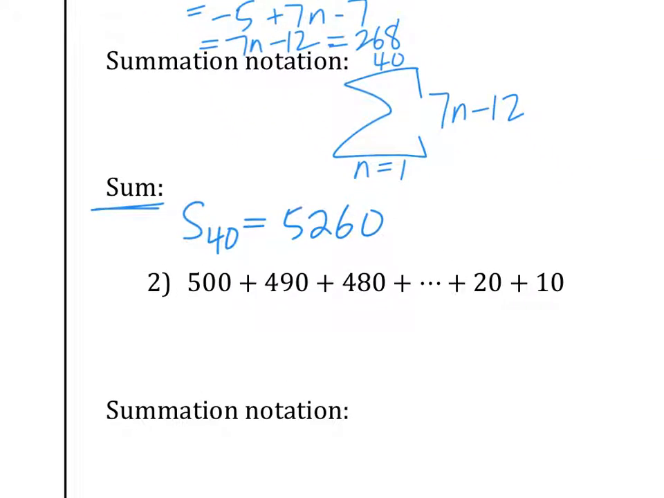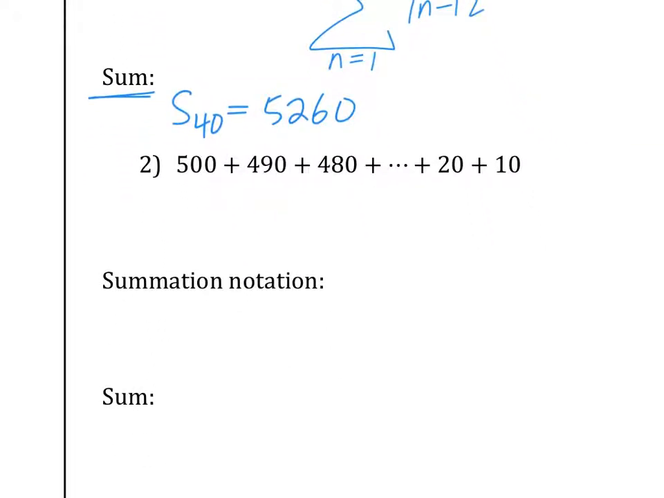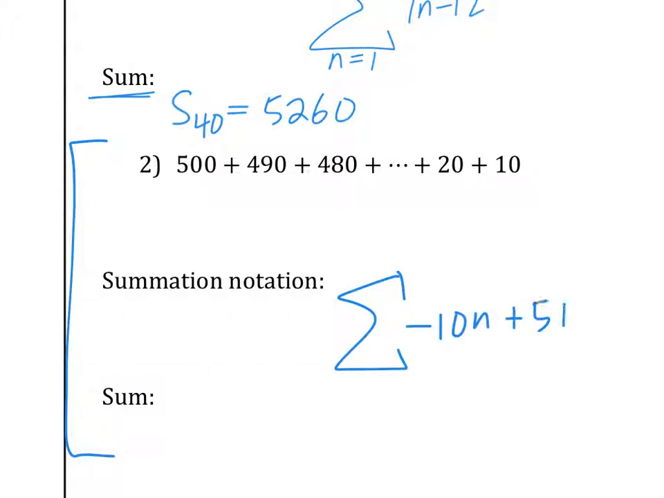All right, let's have you try one on your own. Number 2, summation notation and the sum. Okay, so let me give you the answer. So this is negative 10n plus 510 for the formula. N is equal to 1 to 50. The sum of 50 numbers is 12750. Good?